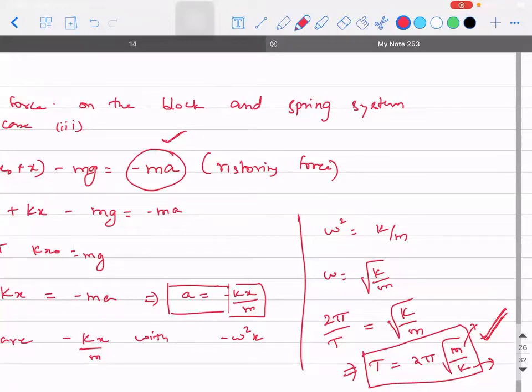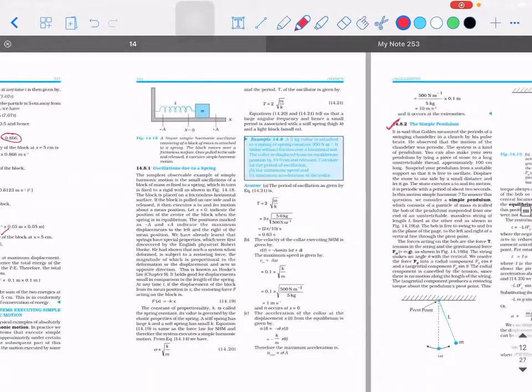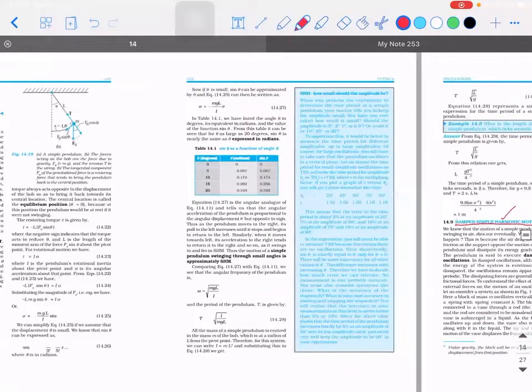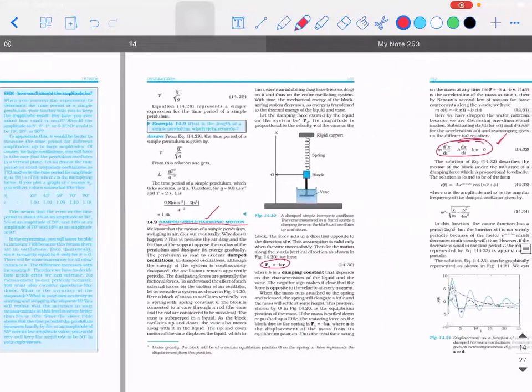So make a note of it. With this, the main context of this chapter is over. There is nothing else that can be asked. Okay, we did problems also.